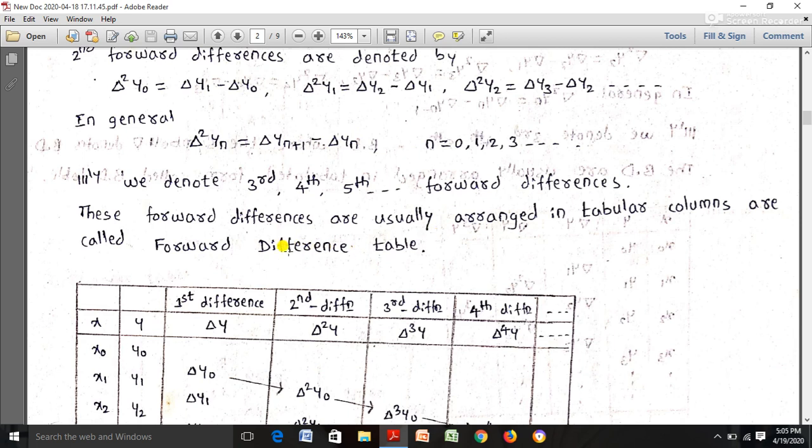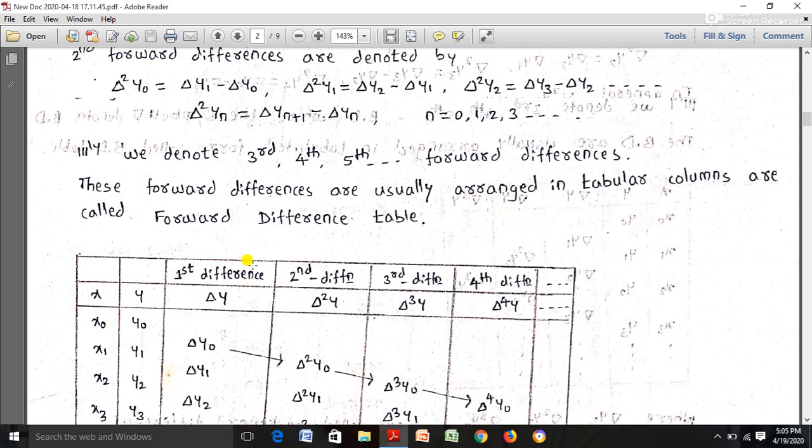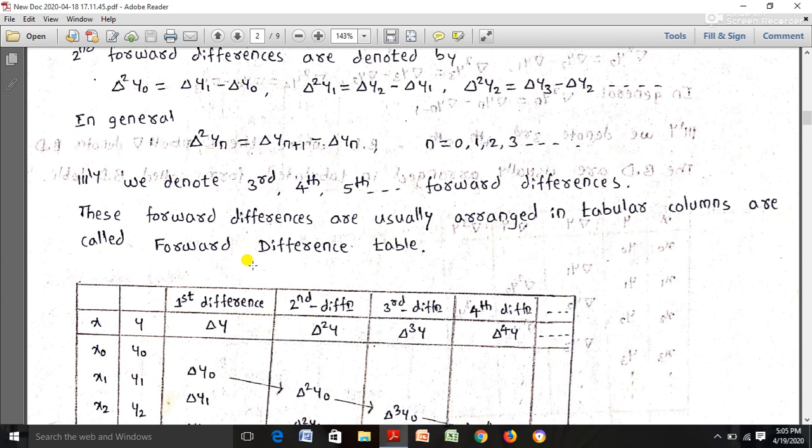For example, the third differences are delta cube y0, delta cube y1, delta cube y2 and so on, and the fourth differences are delta raised to 4 y0, delta raised to 4 y1, delta raised to 4 y2 and so on. In this way we can find the third, fourth, fifth, sixth, seventh differences and so on. These are the Newton forward differences.